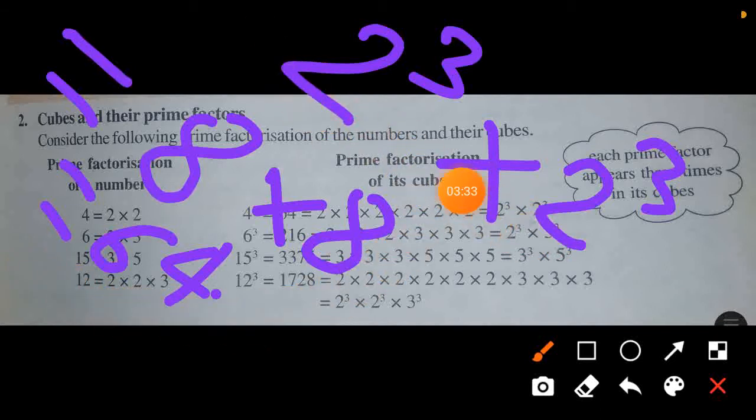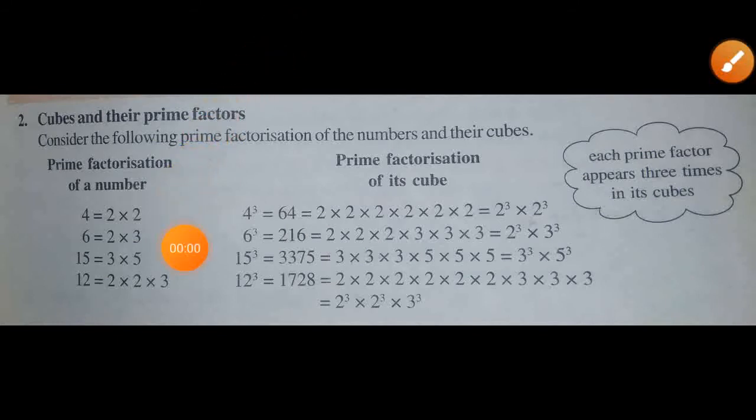It is the prime factorization of the cube of 4, that is 64. Similarly, we have 6 here. The cube of 6 is 216, and its prime factors are 2 multiplied by 2 multiplied by 2, 3 multiplied by 3 multiplied by 3, that is 2 raised to the power 3 multiplied by 3 raised to the power 3. It means 2 cube, 3 cube. Similarly, we can write the prime factors of the cube of 15 and the cube of 12.